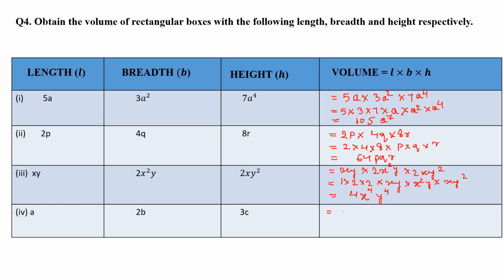And the last one is a into 2b into 3c. So multiply the numerical part. So it is 1 into 2 into 3 and the variable part is a into b into c. So 2 threes are 6 and a into b into c is abc. So this is your question number 4. Now I'm moving to the next question.